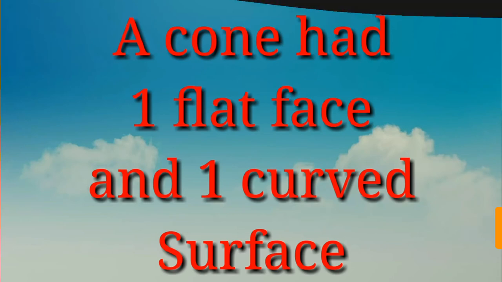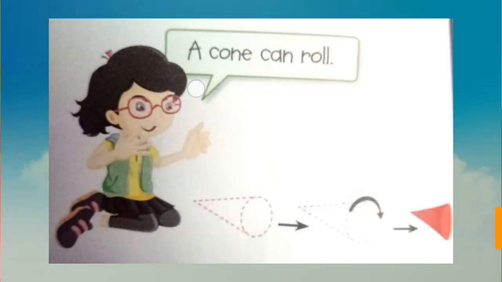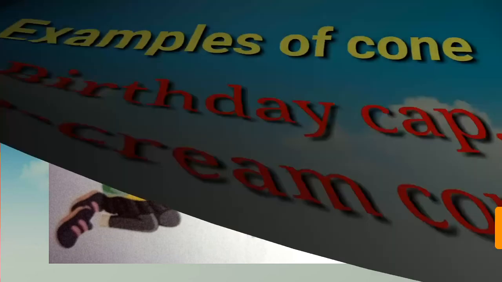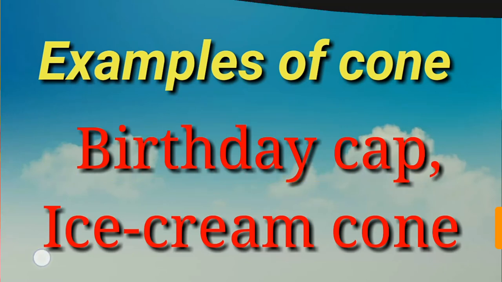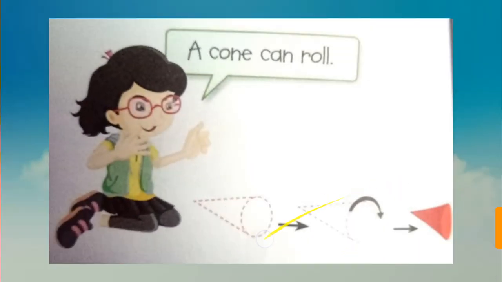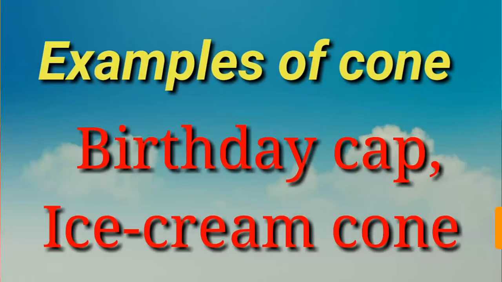A cone can roll, yes, this girl said that a cone can roll. But a cube and a cuboid do not roll. Examples of cone: birthday cap, ice cream cone. Yes, we eat ice cream cones, so ice cream cones are shaped like a cone. Birthday caps are also in a cone shape.